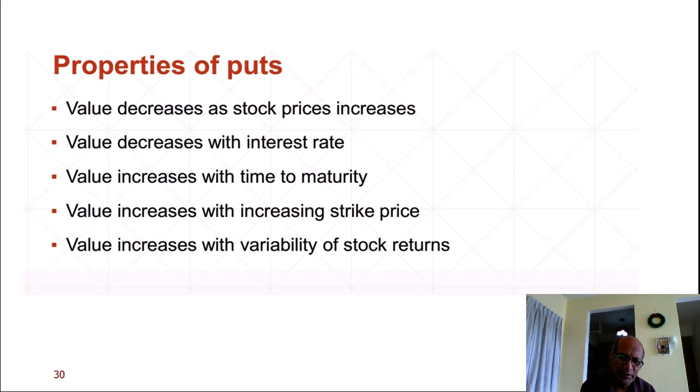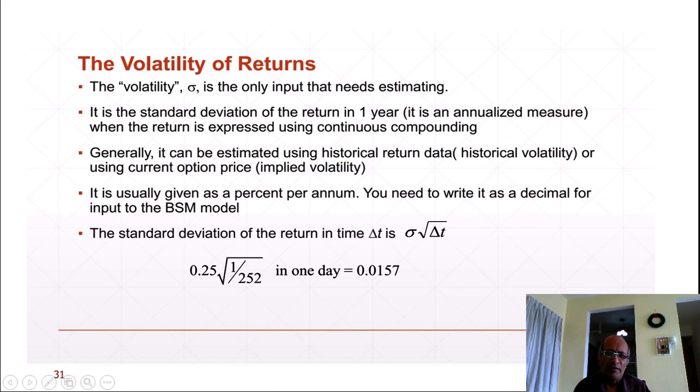Okay, the value increases with the variability of the stock returns. If the stock returns have higher volatility, the value will increase. Well, we look into the volatility of the return itself. The volatility, or sigma, is the only input that needs estimating, where we know that the only unobservable variable in the entire equation is sigma. It is the standard deviation of the return in 1 year, that annualized measure of the standard deviation, when the return is expressed using continuous compounding.